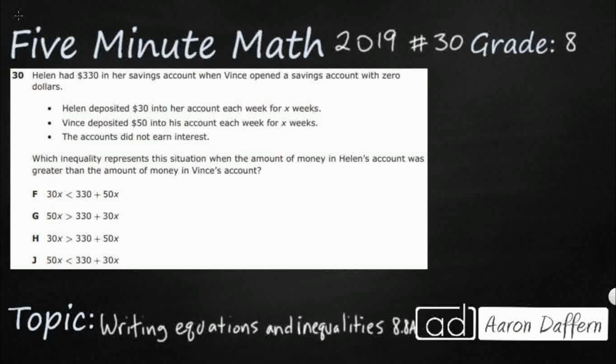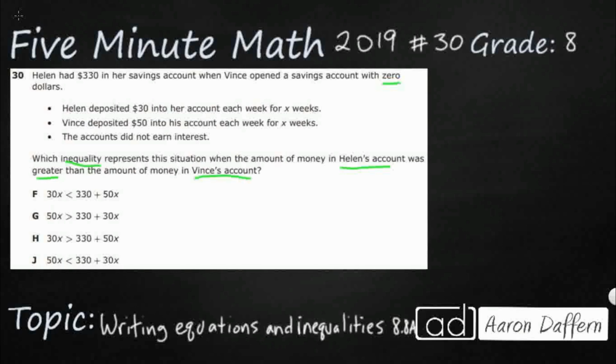So Helen had $330 in her savings account. Vince opened up something with $0. Helen deposited $30 into her account each week. Vince deposited $50, so he starts with 0, but he's depositing more each week. There's no interest involved. And so we need to find an inequality that represents a situation when the amount of money in Helen's account was greater than the amount of money in Vince's account.